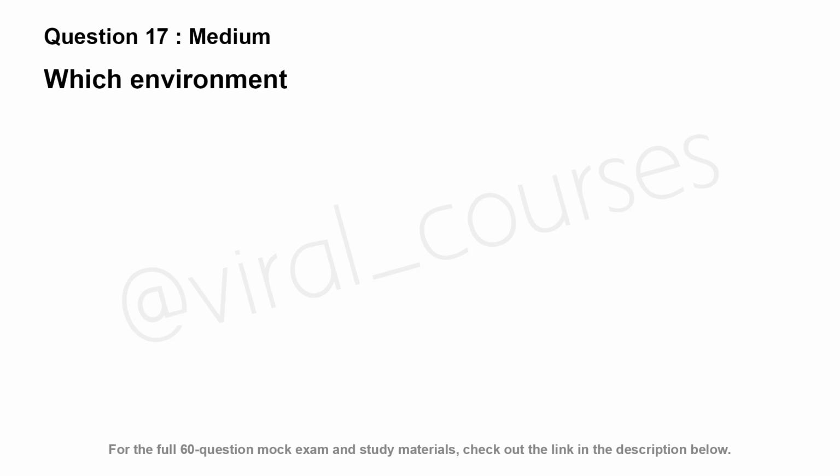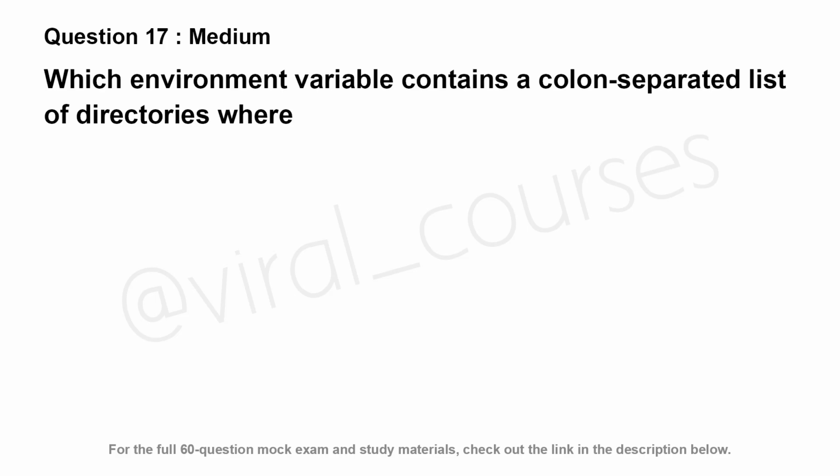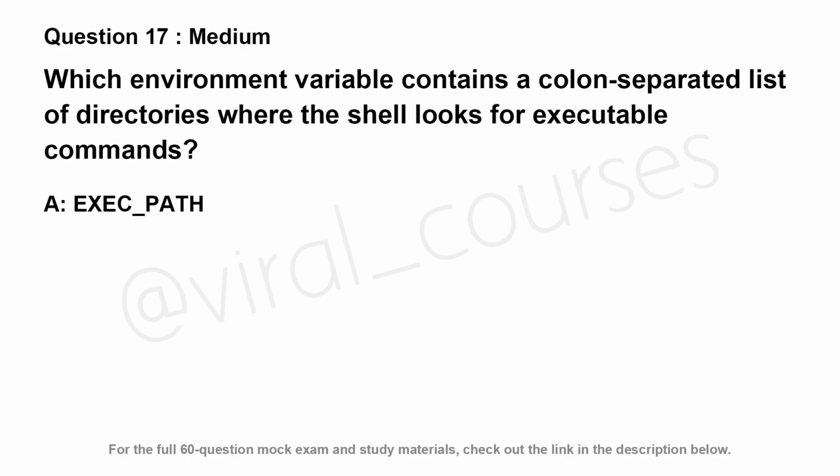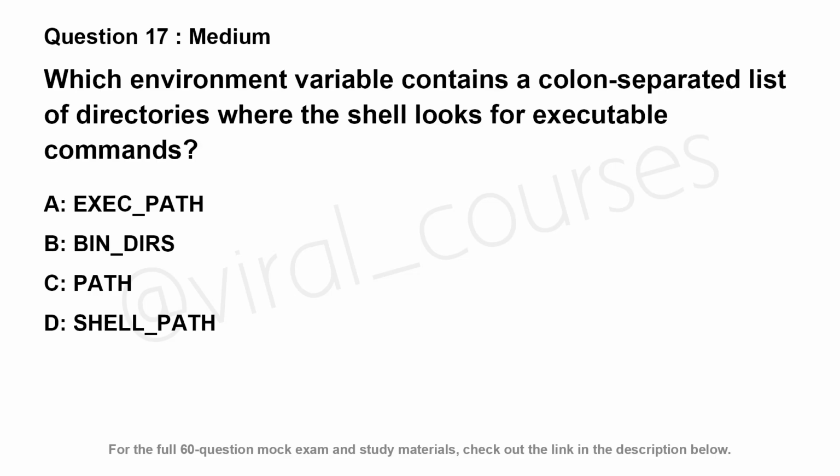Which environment variable contains a colon-separated list of directories where the shell looks for executable commands? Option A, EXEC_PATH. Option B, BIN_DIRS. Option C, PATH. Option D, SHELL_PATH.